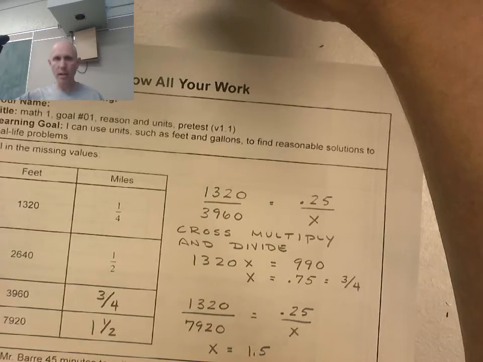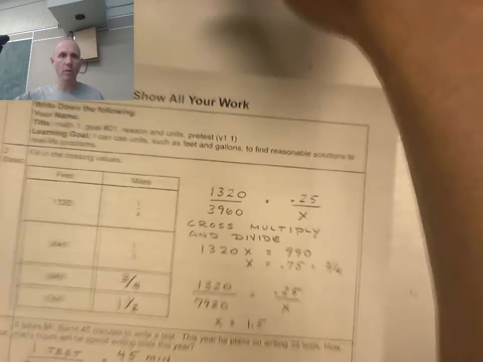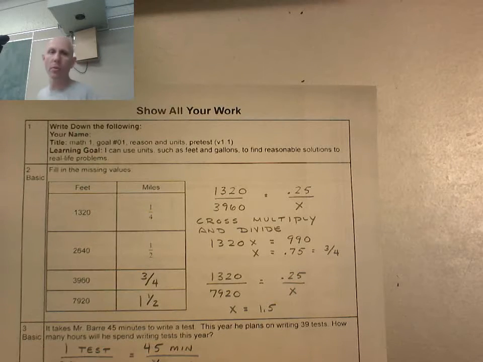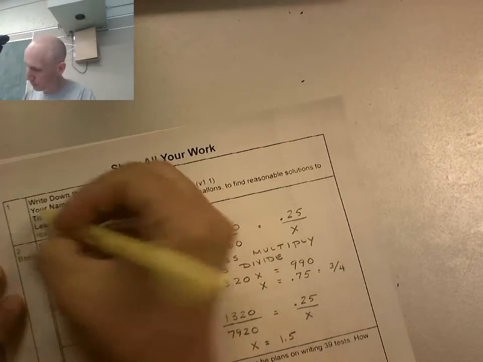Hey, this is Mr. Barr, and I'm trying to get my document camera to work, so here we go. This is the Math 1, goal number 1, reason in units pretest. So here's the title of this thing, so let's go over this.